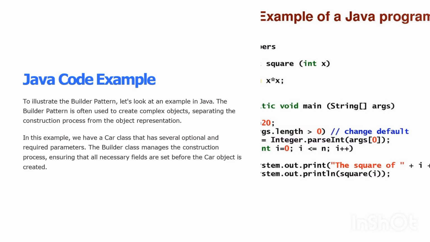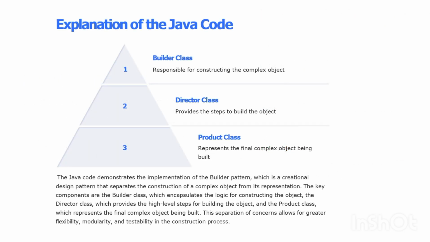So here's a more detailed explanation of the Java code, which is just describing the builder class, the director class, and the product class, where the builder class is responsible for constructing the complex object, and the director class provides the steps to build the object, and the product class represents the final complex object being built.